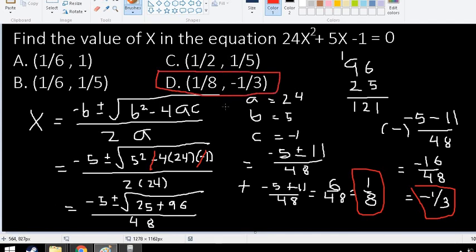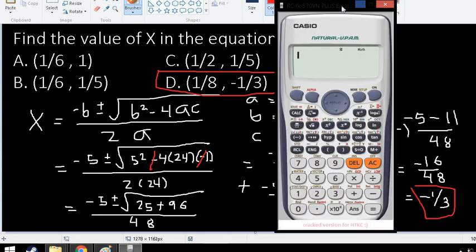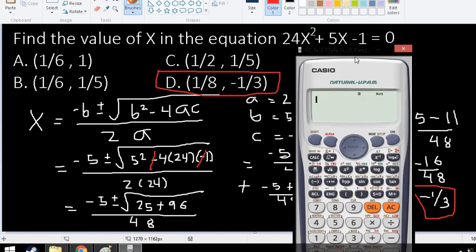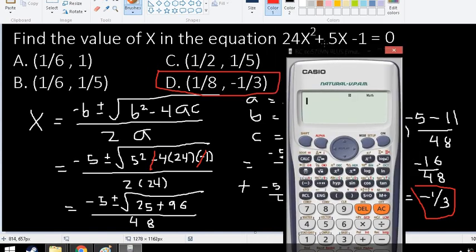1/8 and negative 1/3. The solution is very long, but you can have a shorter method by using the calc method. 24x squared plus 5x minus 1 is a quadratic equation. You can use mode 5, equation 3, which has the quadratic equation ax squared plus bx plus c. So it's mode 5, 3.